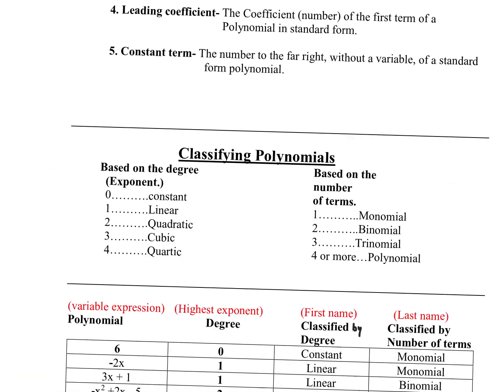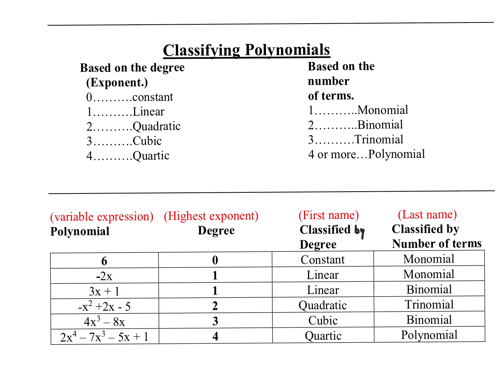All right, and down here, we classify polynomials. The first name of a polynomial is based on the degree, which means highest exponent. The last name is based on how many terms you have. If it's only one term, it's a monomial, 2 terms binomial, 3 terms trinomial. And we have some examples down here. Like right here, we have 4x to the third minus 8x. The first name would be based on the degree, which is 3, and that would be cubic. And there's only 2 terms, so binomial. So this right here is called a cubic binomial.